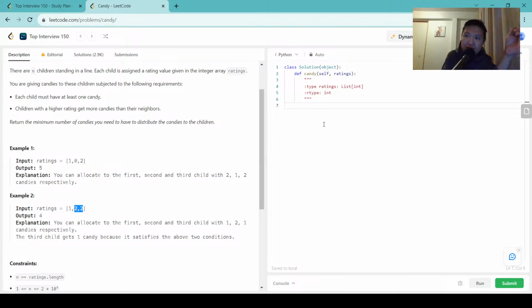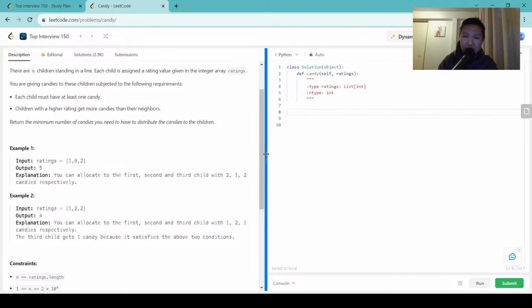Okay, this is an interesting problem. So my first instinct, let me see. My first instinct is as follows. Oh, whoops. This is bizarre. It's never done that before. Okay, so my first instinct is as follows. You've got a bunch of children and their ratings.